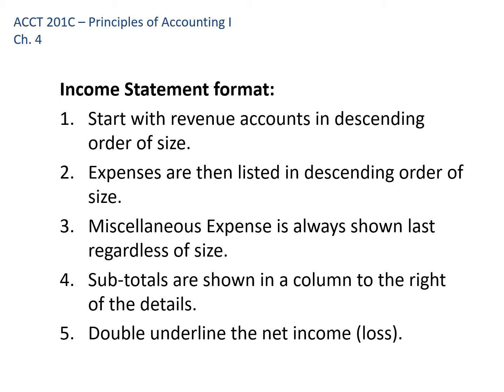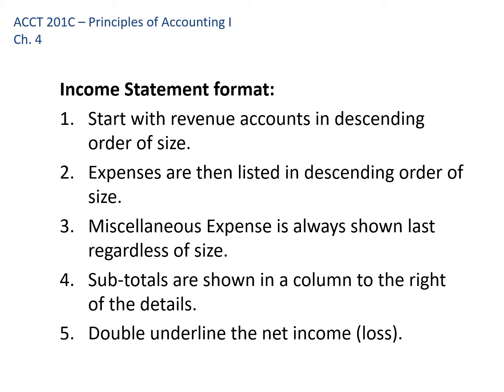Miscellaneous expenses are always shown last regardless of the size. And I'll make a little bit of a comment about miscellaneous expense. It's kind of a pet peeve of mine, but I really dislike using miscellaneous expense because it doesn't really convey any information at all to the reader. What is miscellaneous expense? And if it's a large amount, that tells me that you probably should have another expense account and some of that should have been broken out. So if you do use miscellaneous expense, it should be a very, very small number.